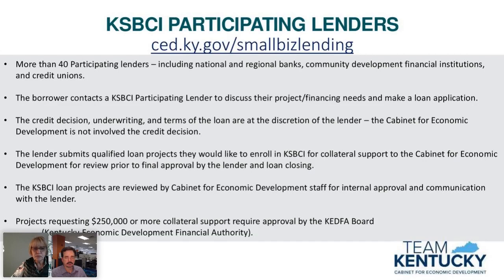Projects requesting $250,000 or more in collateral support do have to be approved by the KEDFA board, which is the Kentucky Economic Development Finance Authority, and they only meet once a month. I only mention that because if there's a timing issue, if they're trying to close quickly and we have to send it for approval, that's one consideration. But anything with support under $250,000, we can turn around internally. It doesn't have to go to the KEDFA board.